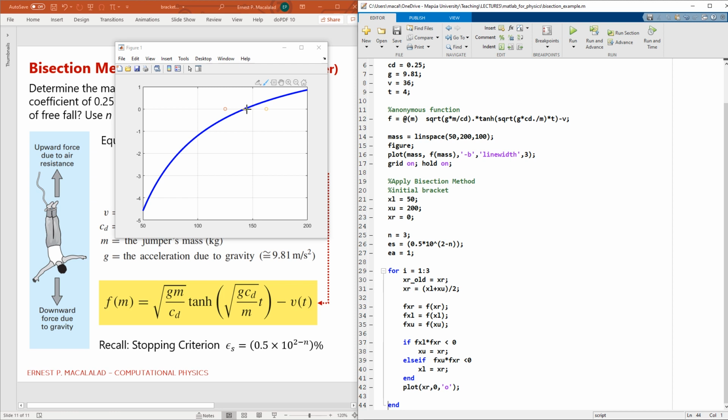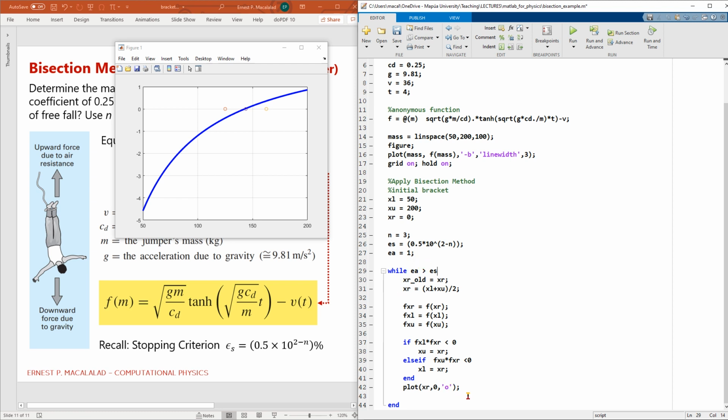Okay, now let's try using a stopping criterion. So what we want to use is a while loop. When we say while, you're going to set a condition that as long as this condition is true, you run what's inside the loop. So for a while loop, we're going to set that as long as ea is greater than es, we are going to run the loop. But please be careful when doing a while loop.